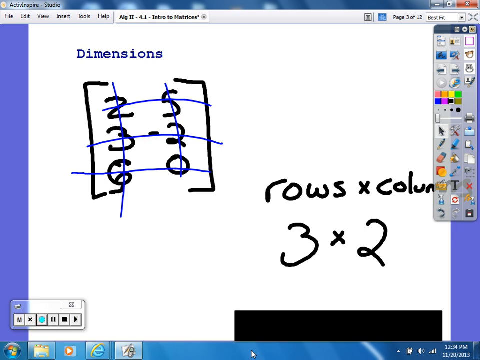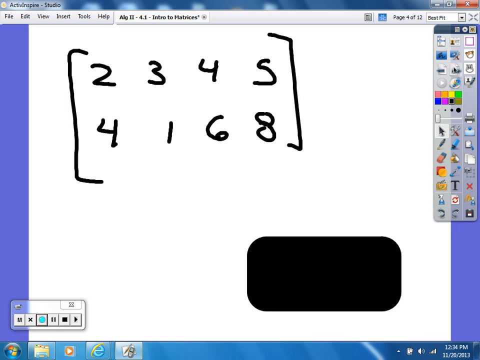So I'm going to switch the slide. This time you do not need to write the matrix. Just write the dimensions down. Once again, you do not need to write the matrix. Just write the dimensions down.